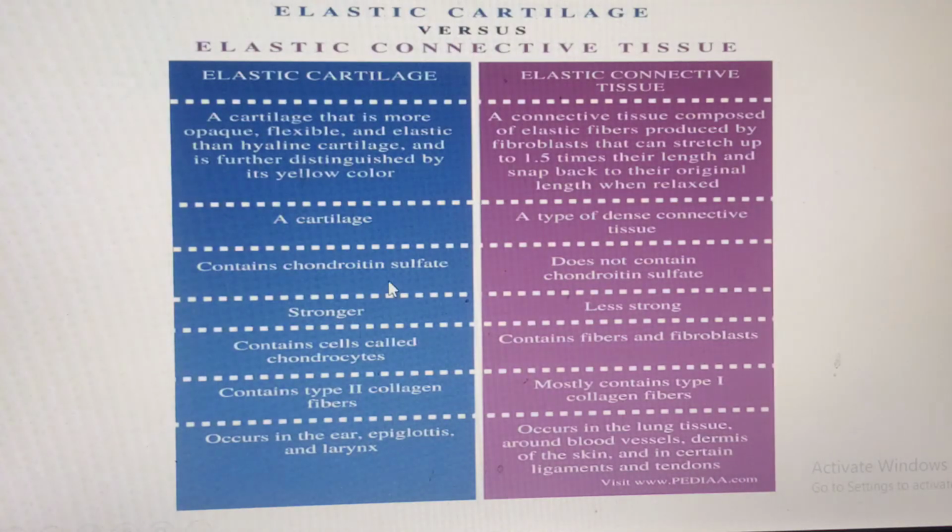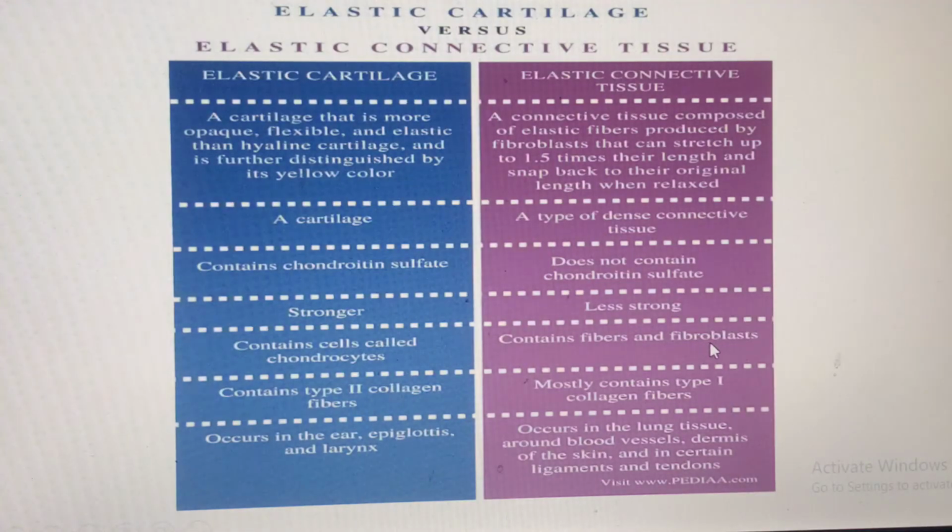Then in the case of elastic cartilage, we have sulfated proteoglycans, like chondroitin sulfate. But in elastic connective tissue, we find elastic fibers, and they do not have ground substance like chondroitin sulfate. Elastic cartilages are relatively stronger than elastic connective tissue. Elastic cartilage contains cells we call chondrocytes, but you don't find chondrocytes in elastic connective tissue; rather you have fibers as well as fibroblasts also being present.